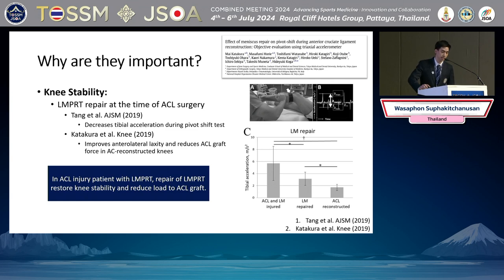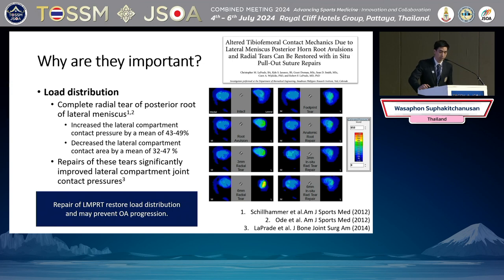ACL reconstructed knees. Regarding load distribution, complete radial tear of the posterior root of the lateral meniscus significantly increased lateral compartment contact pressure and decreased contact area. Also, repairing this tear can significantly improve lateral compartment joint contact pressure, which is crucial for maintaining knee health and may prevent OA progression. This picture from a study by Lateral shows pressure mapping of the lateral compartment. Blue color indicates good pressure distribution, while green indicates the increased pressure, which is bad. On the left side, we can see the pressure distribution after root tear showing an increased pressure. And on the right side, after repair, the pressure distribution is improved.